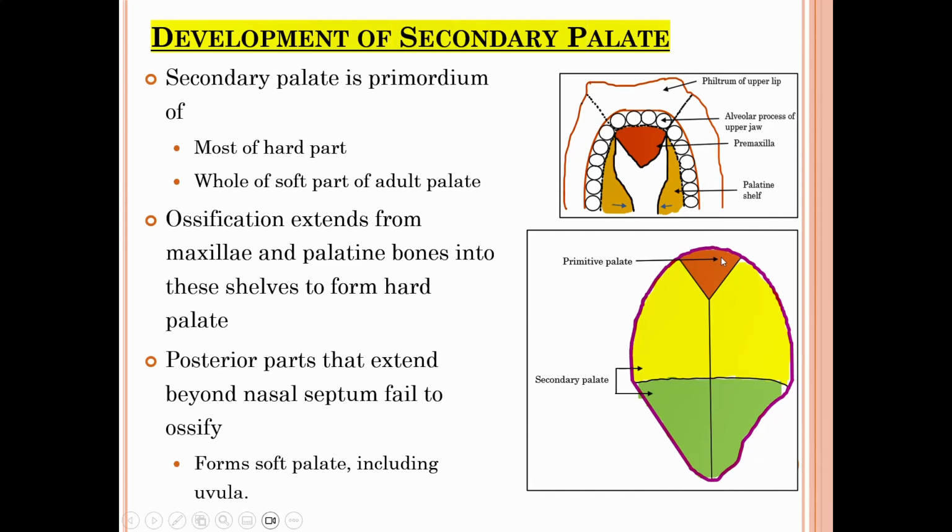This is the primitive palate coming from the intermaxillary segment, and this remaining part is the secondary palate, which is coming from the fusion of the palatine shelves. Ossification will extend from the maxilla and palatine bones into these shelves. Now the posterior part, which extends beyond the nasal septum, does not ossify. That will form the soft palate, and also the uvula, the posterior-most part of the palate.